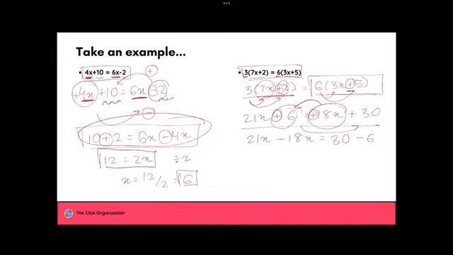Now we're left with an equation similar to what we had over here. All we have to do is simplify it. 21x minus 18x is 3x, and 30 minus 6 is 24. If we divide this whole expression by 3, the final answer will come out to 8.